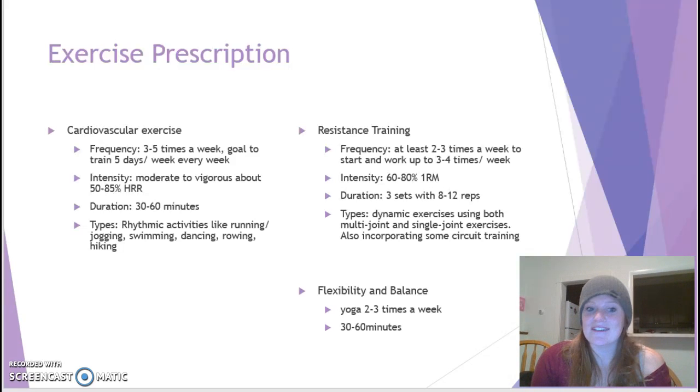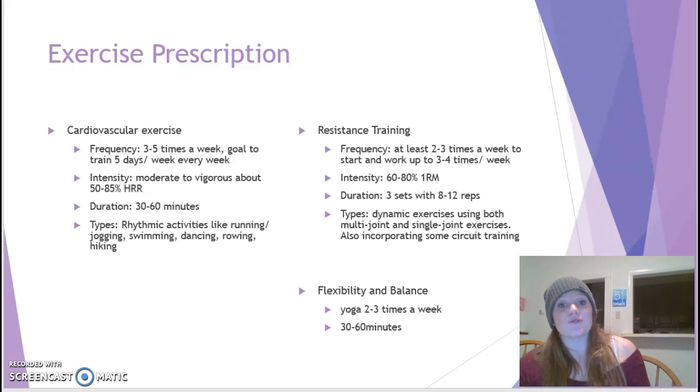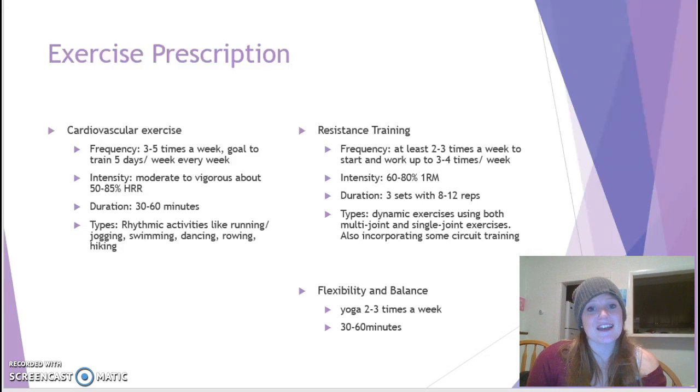Goal, we're trying to hit 5 days a week, because it will really help with her signs and symptoms of her anxiety. Then intensity, whether moderate or vigorous, we're going 50 to 85% of her heart rate reserve. Duration, we're going 30 to 60 minutes, again, depending on how hard we work. And then the types, we're doing rhythmic activities like running, jogging, swimming, dancing, rowing, hiking. And we really want to see improvements in her overall cardiorespiratory health and improvements in her VO2 oxygen uptake.